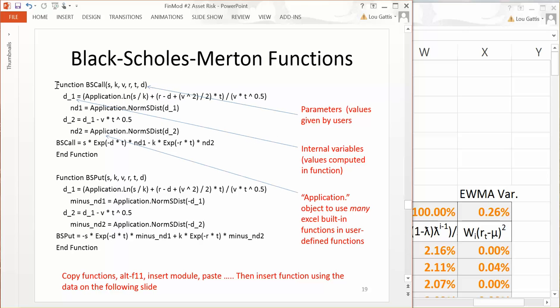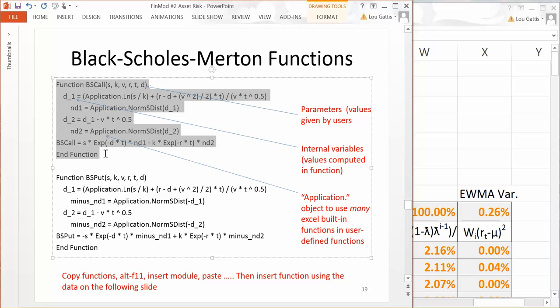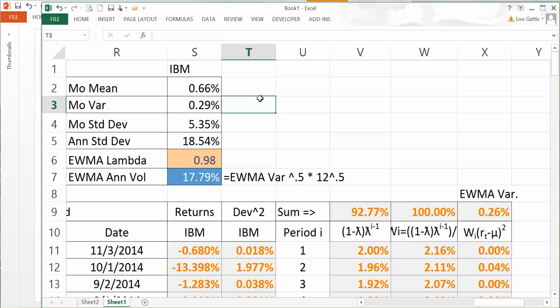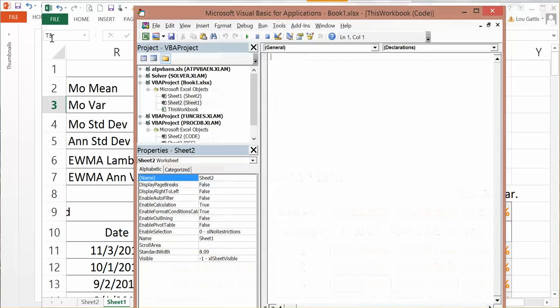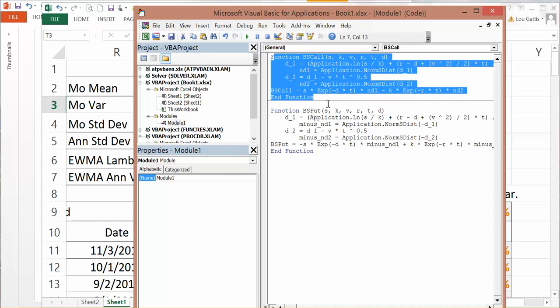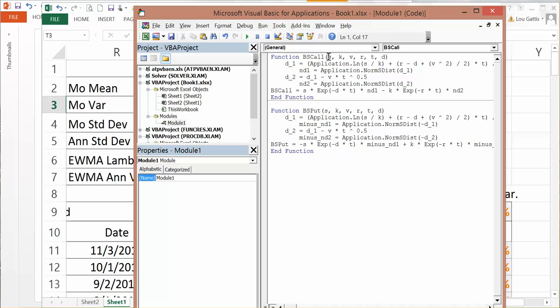So let's grab the Excel VBA code for BS call. That's the Black-Scholes call function, and BS put, the Black-Scholes put function. I'm going to copy those two functions. I'm going to go to Excel, either hit Alt F11 or go to your Developer tab, Visual Basic. I'm then going to insert a module and paste. So I have BS call, BS put. The parameters for BS call are the stock price, the strike price, the volatility, the interest rate, the maturity in years, and the dividend yield.